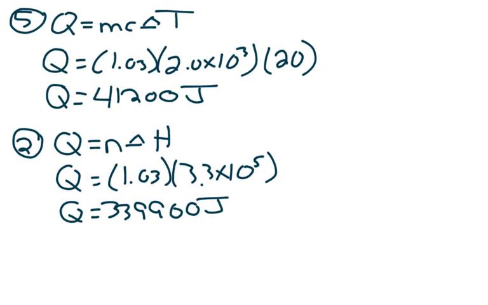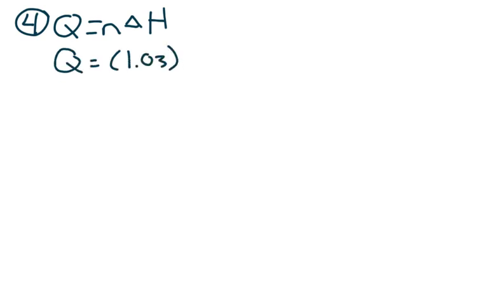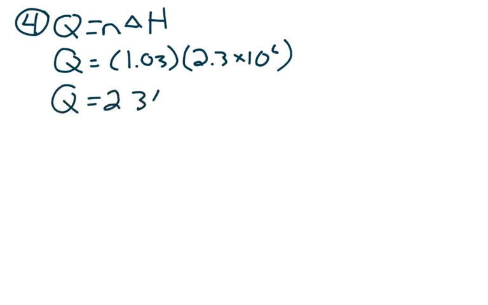I'll flip the slide one more time to do section 4. This is the liquid water that is vaporizing into steam. Again, phase change, Q equals n delta H. The mass of water hasn't changed in this whole time, 1.03 kilograms. Delta H vaporization for water is 2.3 times 10 to the 6. And we get that Q is 2,369,000 joules.